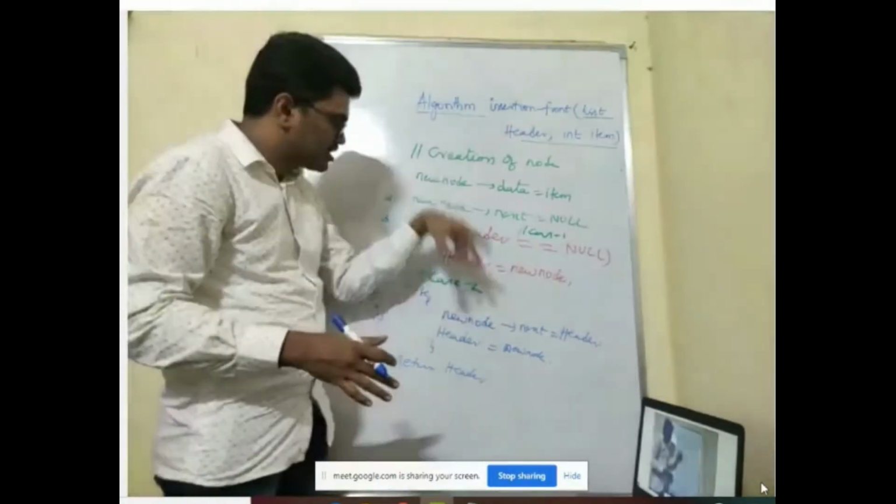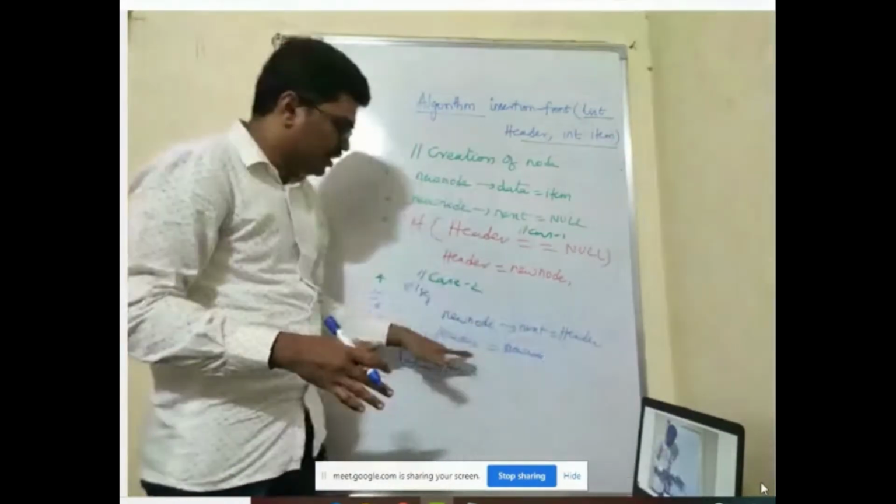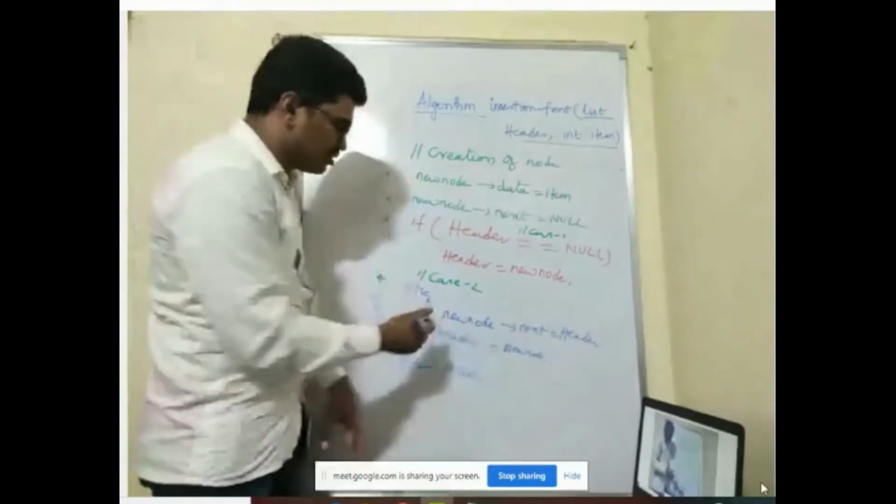If the list is not empty, what do you do? New node next is equal to header. Okay, header is equal to new node. So these are the things that we did.